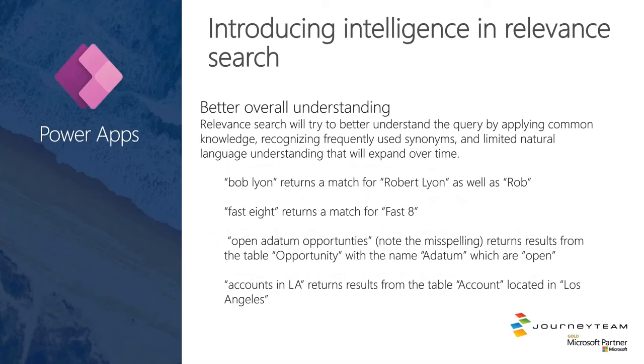Overall, a better understanding within search as well. So Bob Lyon would return results for Robert Lyon as well as Rob. Fast 8 spelled out would return things for the Fast number 8. You can kind of get the idea, but this is kind of cool too. If you were to search for open Adatum opportunities, it would go to the opportunity table and find Adatum as a customer, which are open as well. If you have accounts and LA was your search criteria, it would pull back accounts in Los Angeles. So overall, search is just getting quite a bit smarter.